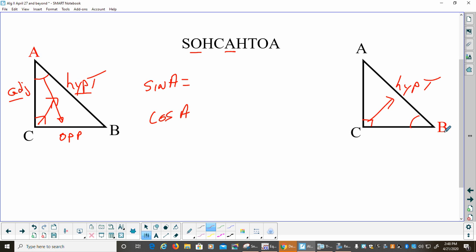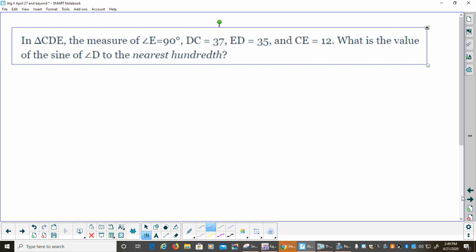If, however, you're standing on angle B, this bottom side is not your opposite side because it's touching B. This side is your adjacent. This side over here is opposite angle B. Notice which side is opposite and which side is adjacent depends on what angle you're standing on. It's angle dependent. So in all these problems, you're going to need to draw a triangle.